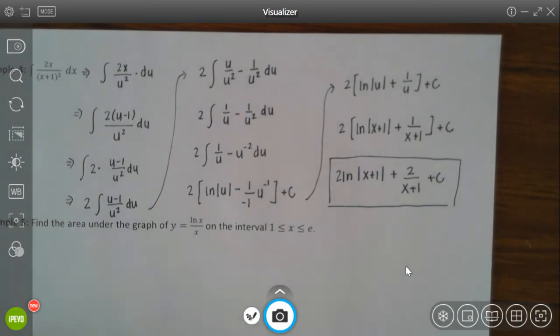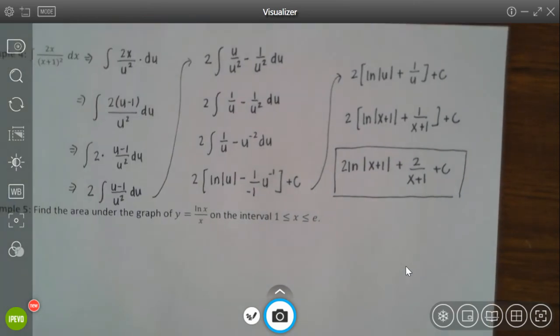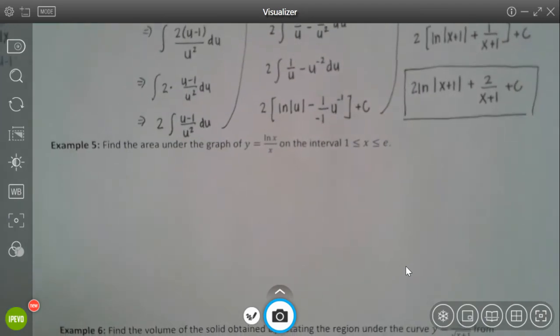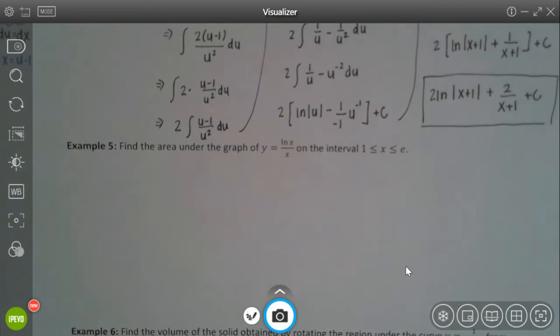Right, the last couple are just application type problems. One's an area under the curve, and the next one is a volume problem. The area under the curve one is going to be a little bit different than the u substitution that we've been doing for the last couple. And we'll see why in one second. We'll see why this actually works out pretty nicely.